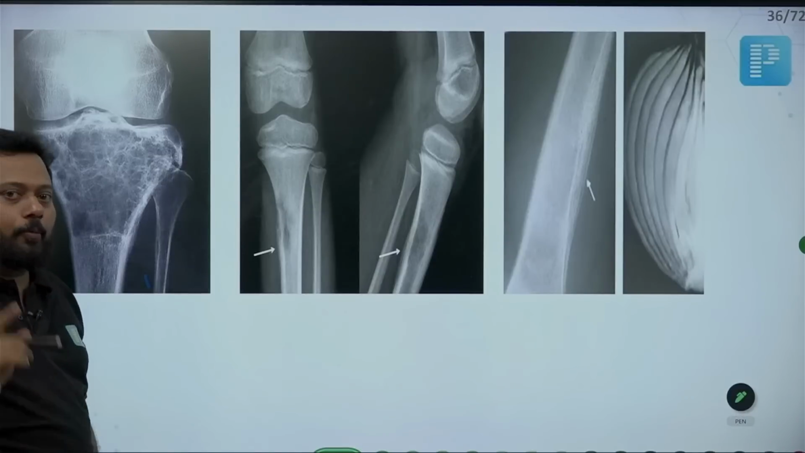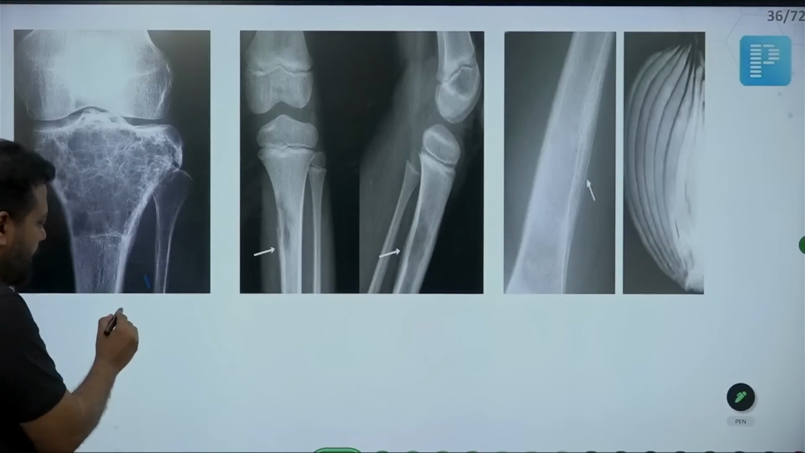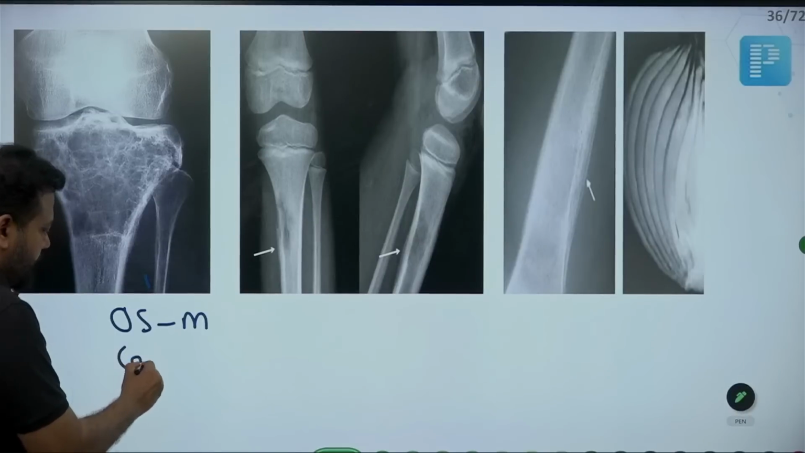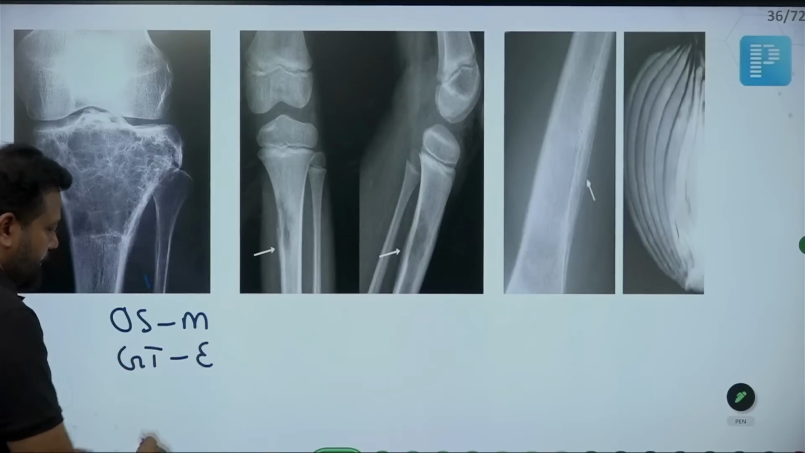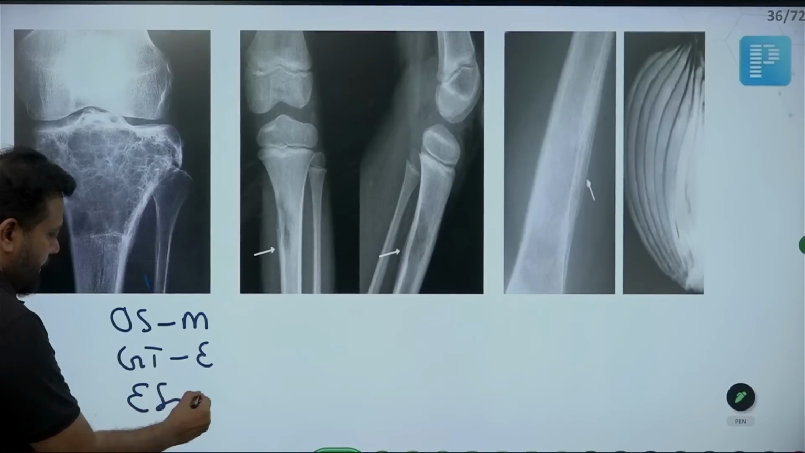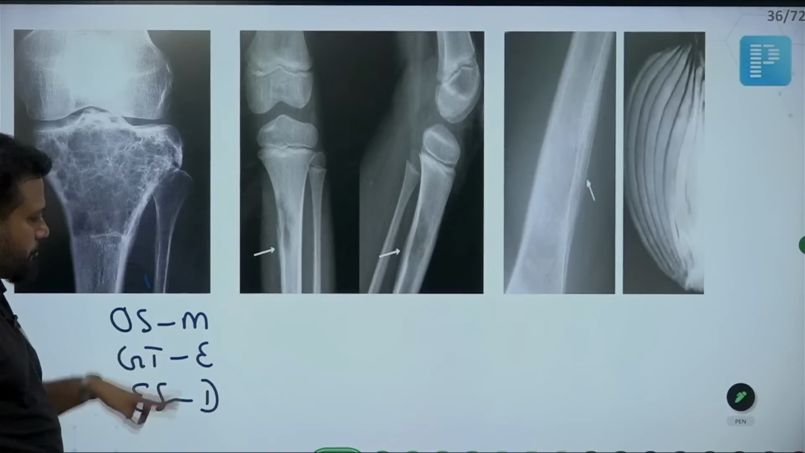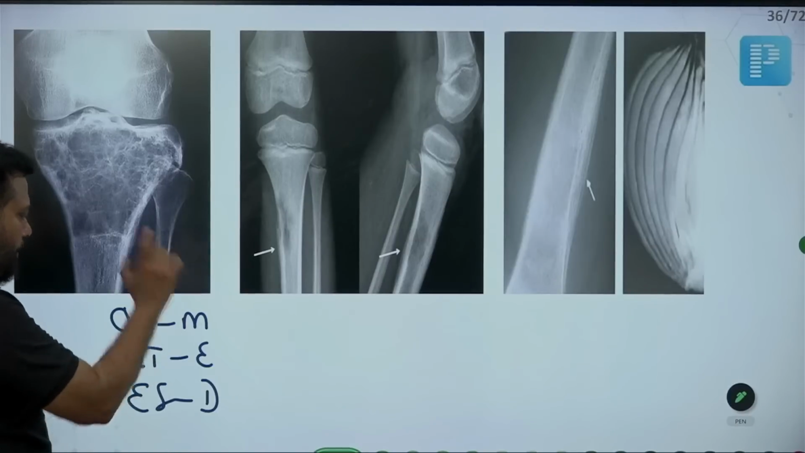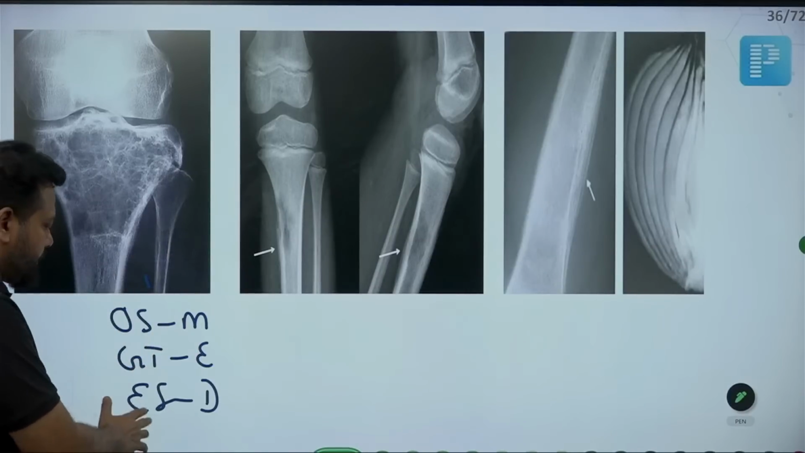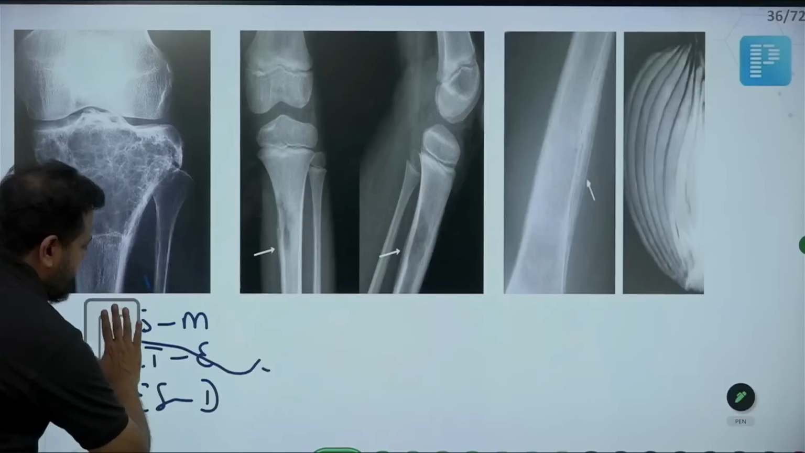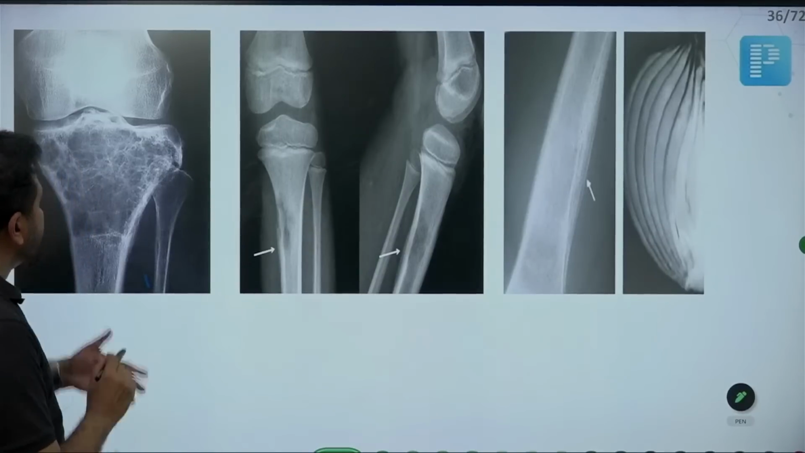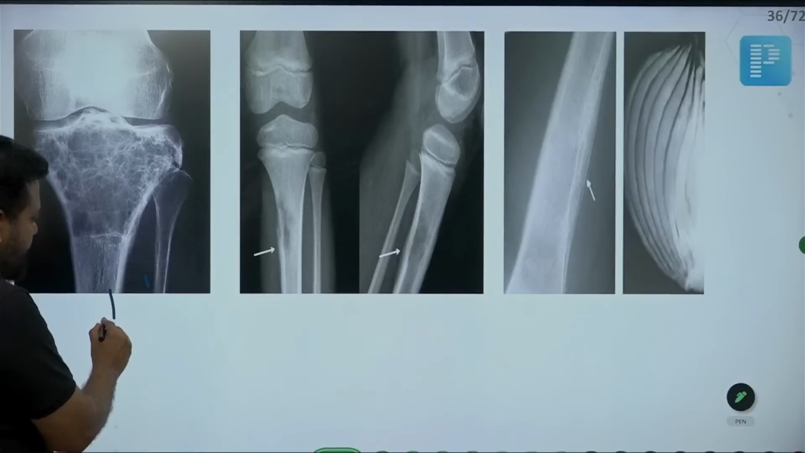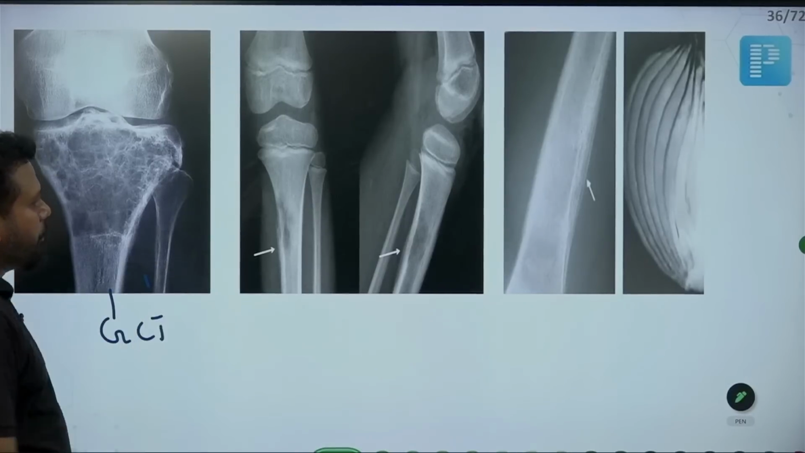In all bone tumors, you should know where it is originating. Osteogenic sarcoma, metaphysis. Giant cell tumor, epiphysis. Ewing's sarcoma, diaphysis. Sure question. Okay. So osteogenic sarcoma metaphysis, giant cell tumor epiphysis, Ewing sarcoma diaphysis. You see here, this is the classical soap bubble appearance which is seen in giant cell tumor. Giant cell tumor. Look at this picture.